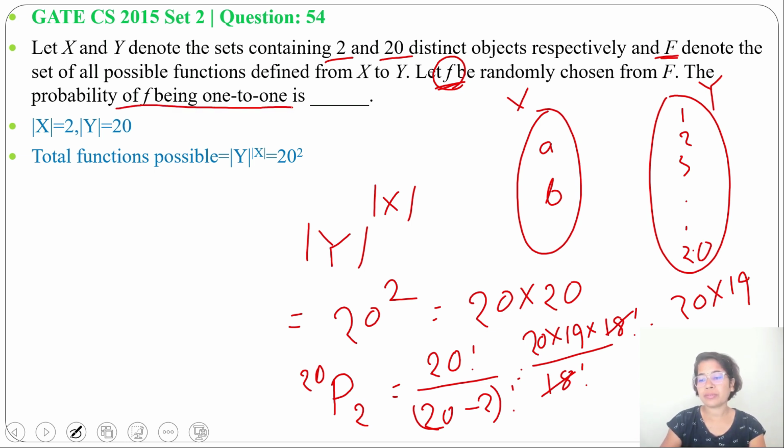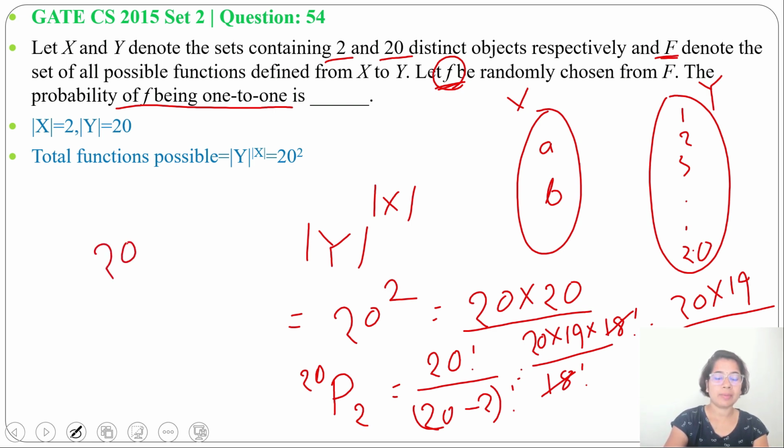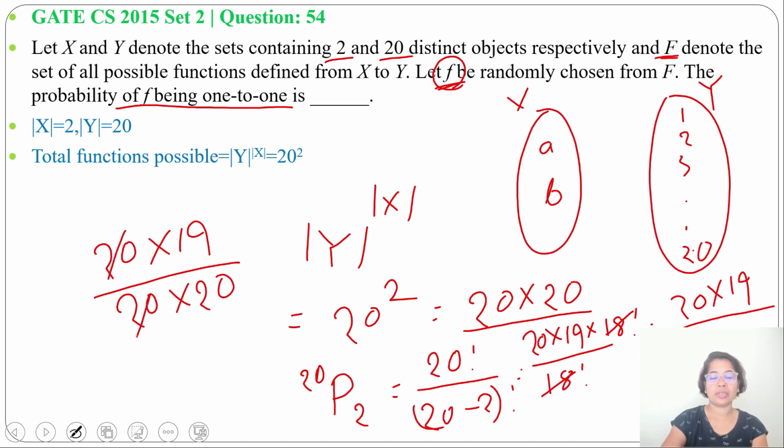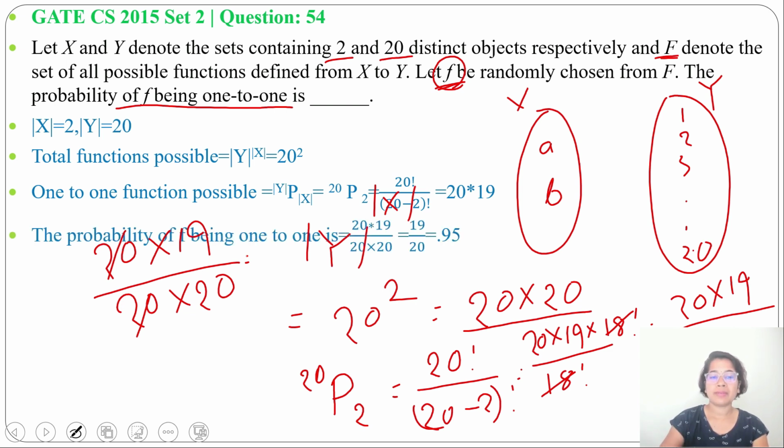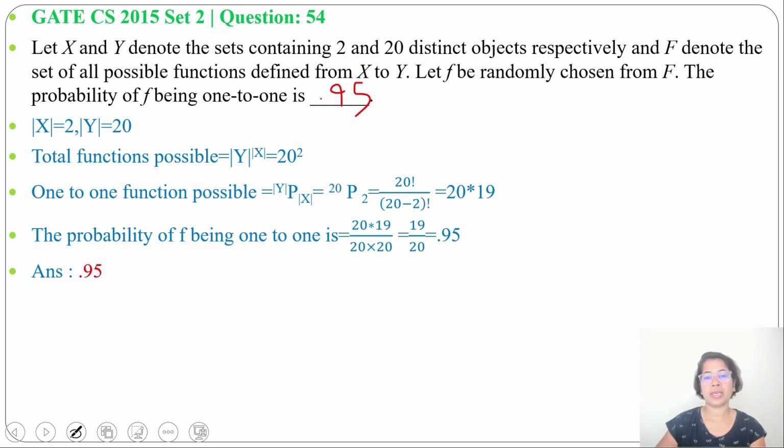Now it is asking the probability of f being 1 to 1. So how many 1 to 1 functions are possible? 20 multiplication 19. How many total functions? 20 multiplication 20. The probability that the chosen function is 1 to 1 is 20 multiplication 19 divided by 20 multiplication 20. So 20 will be cancelled. Now 19 divided by 20, it's 0.95. So the probability of f being 1 to 1 is 0.95. So here the answer will be 0.95.